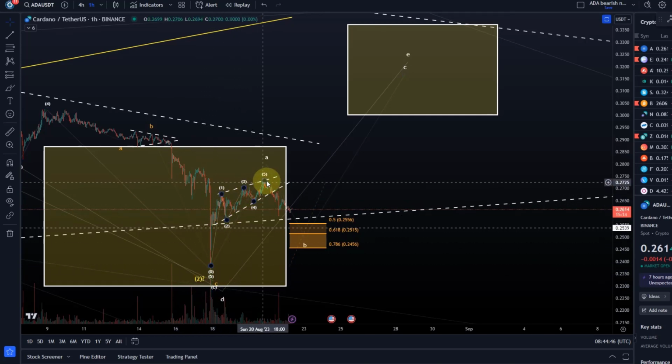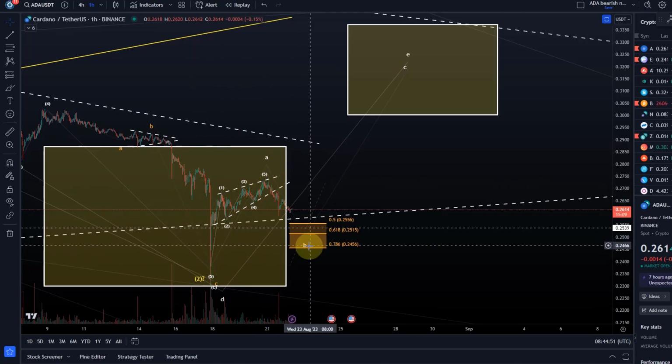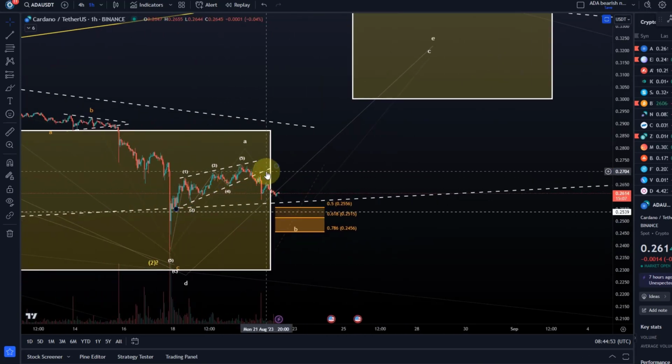We had those 5 waves up. After 5 waves up, you normally expect the pattern to correct, which happened. We had the break out of the trend line to the downside, and the support area, standard Fibonacci support for this B wave, is between the 50% retracement and the 78.6 retracement, so between 25.5 cents and 24.5.